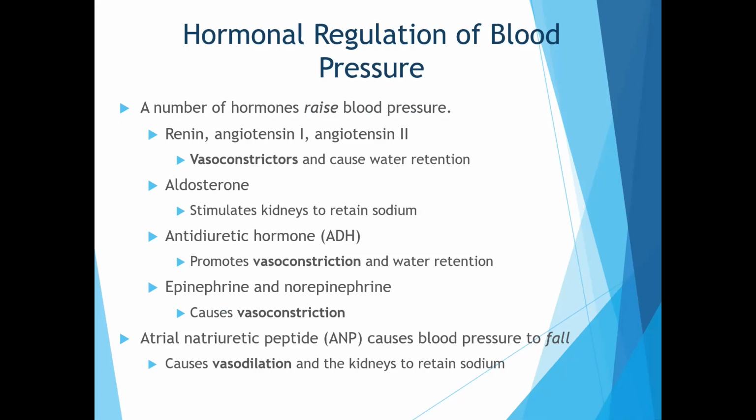So the angiotensin system is a huge control of blood pressure. You have aldosterone, that's going to stimulate the kidneys to retain sodium, and by default, that's going to result in more water being retained as well, again raising blood pressure. ADH, antidiuretic hormone, is going to promote vasoconstriction and water retention. And then we have epinephrine and norepinephrine, which also cause vasoconstriction. So some are vasoconstrictors that result in water retention, and some are just vasoconstrictors, but all of those in that top category are going to raise blood pressure.